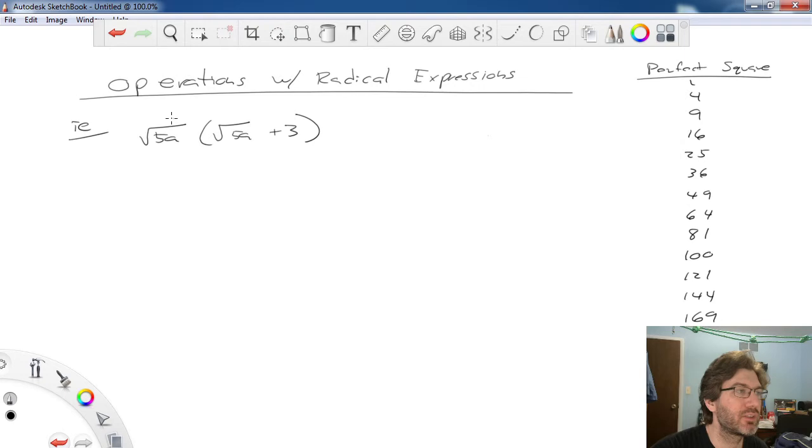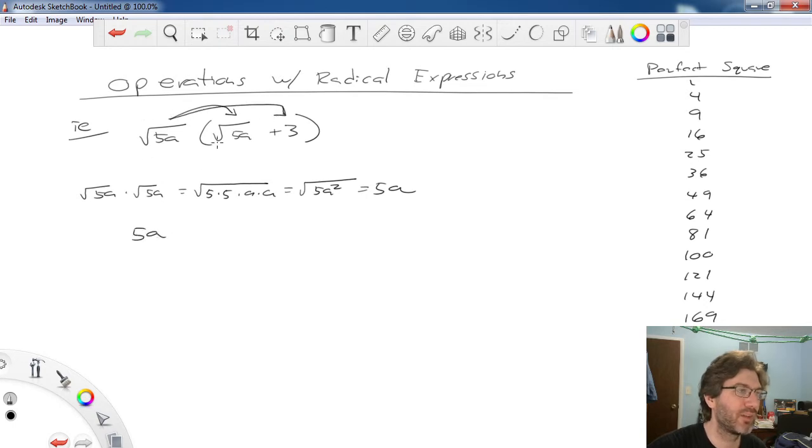Right? If I'm going to sit here and say the square root of 5a times the square root of 5a, right? The square root of 5a times the square root of 5a equals the square root of 5 times 5 times a, which equals the square root of 5a squared, which just equals 5a. The square roots here are going to cancel out. So when I do that, I'm just going to get 5a. And then I'm going to multiply 5a by 3, and I get plus 3 times 5a. And there is not much I can do after that.